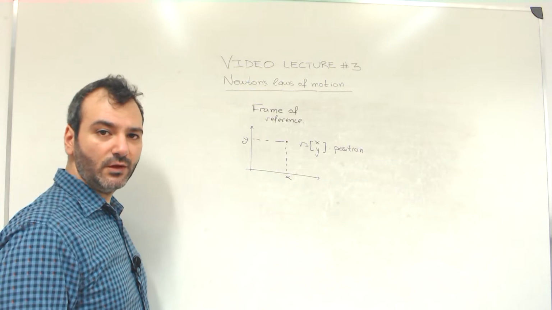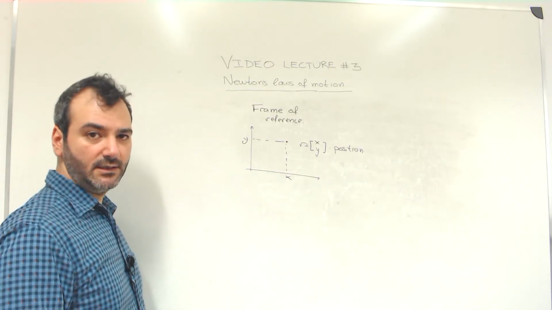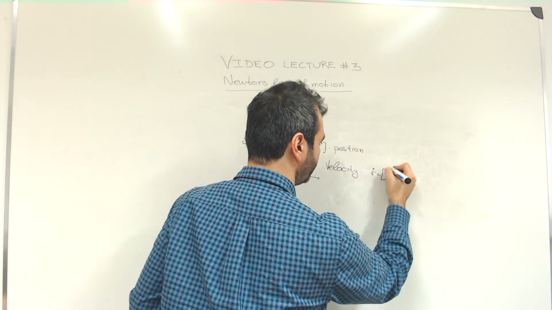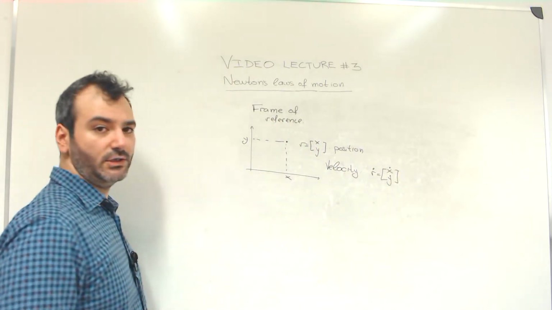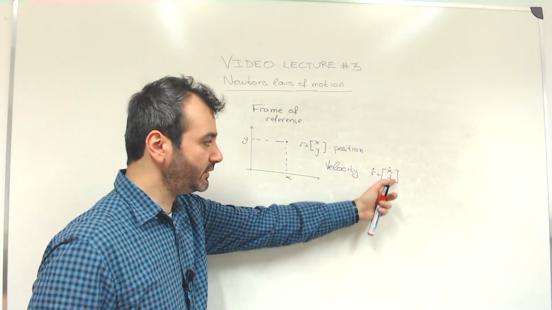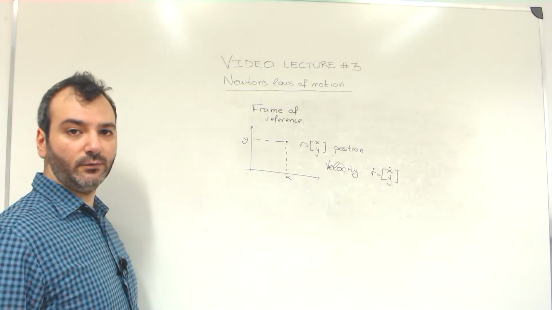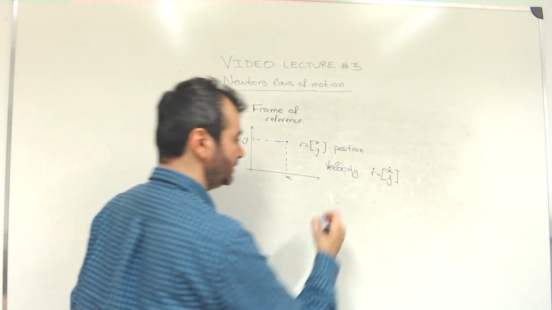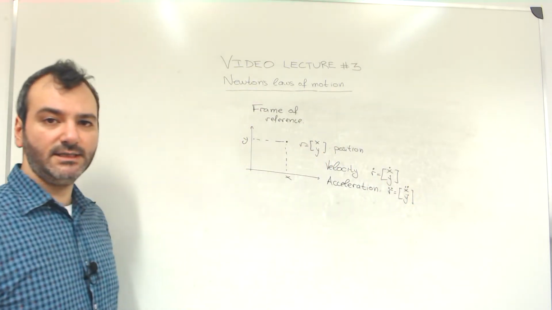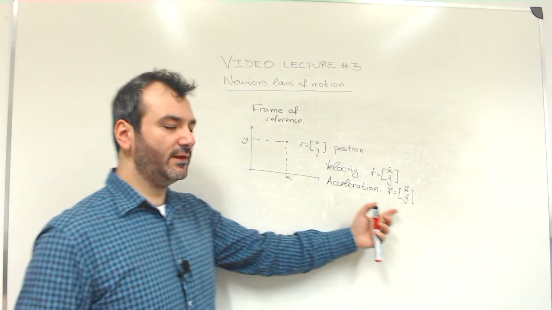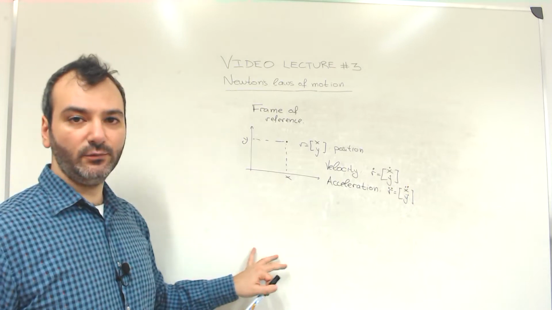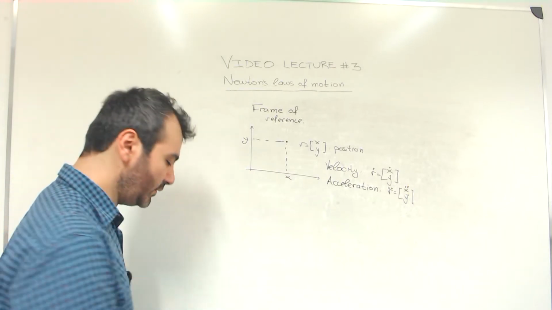We will define now two very important quantities in physics. The first one is the velocity of an object. The velocity of an object is the rate of change of its position, r dot, which is the vector x dot, y dot. Second, we will define the acceleration of an object. The acceleration is the second derivative of the position. Equivalently, it is the derivative of the velocity. And now, with that in mind, we can state Newton's three laws of motion.